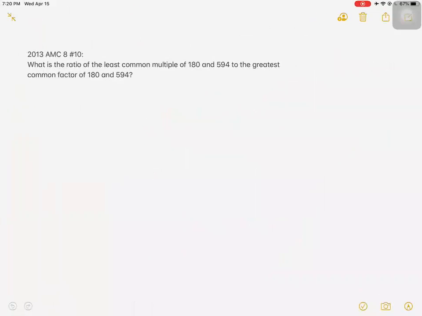So let's start off easy. This is 2013 AMC 8 number 10. It says, what is the ratio of the LCM of 180 and 594 to the GCD of 180 and 594? I'll give you guys a minute or two to try this out. If you prime factorize both numbers, you should get the answer.